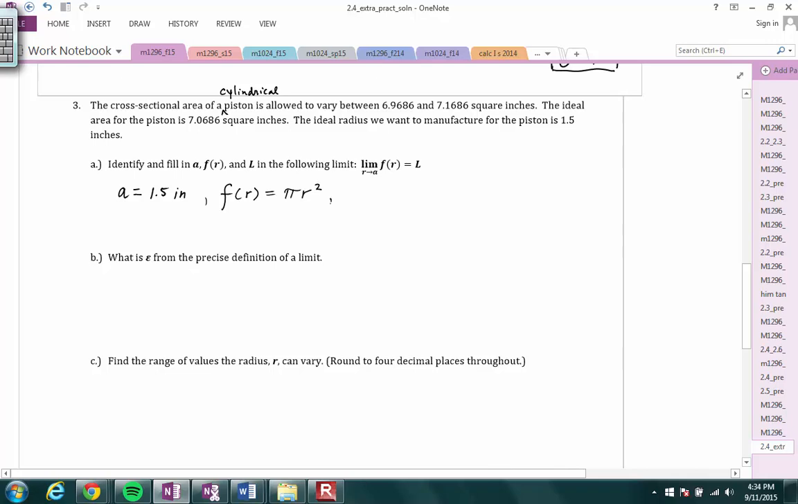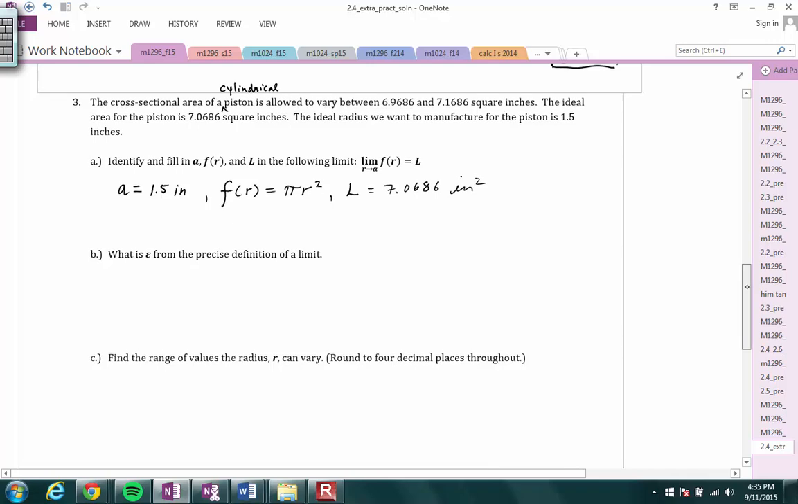Moving on, we have L. So that would be like the ideal output we want. Our output is cross-sectional area. And so we were told that that would be 7.0686. Alright, we got everything, so we can move on. Inches squared, I can put that in there. I don't really care if you do or don't.